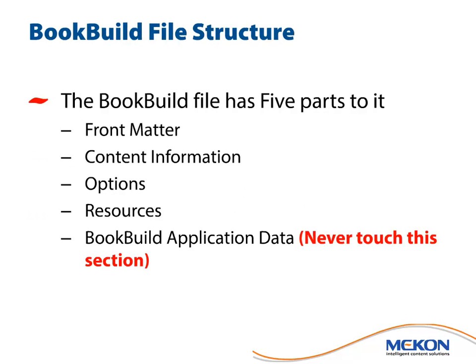The BookBuild file itself has 5 parts to it. It's got the front matter, the content information, then there's options and the resources, and then there's the BookBuild application data, which you never have to touch. That's automatically generated. So that's one area where we really would require you to keep out.